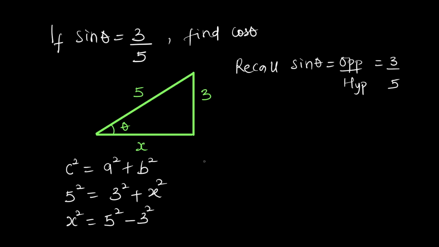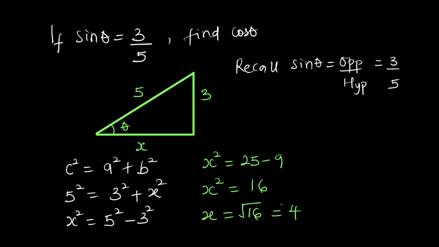Proceeding further, we are going to have that our x squared will be equal to 25 minus 9, and this is going to yield 16. So from here, our x is going to be equal to the square root of 16, which is equal to 4. We are going to redraw the triangle and put 4 in place of x.